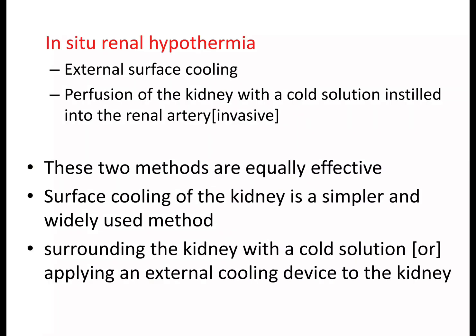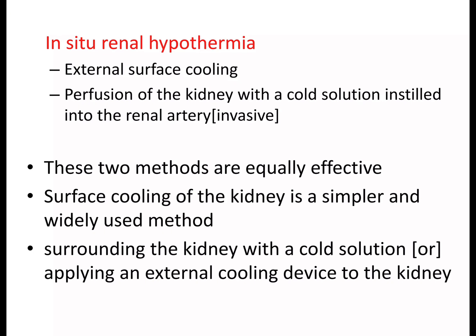So now the next question: how to perform and achieve this. There are multiple methods that can be used to achieve in situ renal hypothermia. One concept is external surface cooling, where we put ice slush on the kidney. The other technique is the perfusion of the kidney with a cool solution into the renal artery. We put a syringe into the renal artery and start a continuous perfusion. The third concept is that we have already placed a retrograde catheter, and we use cooled saline, cooled water, through that retrograde catheter.